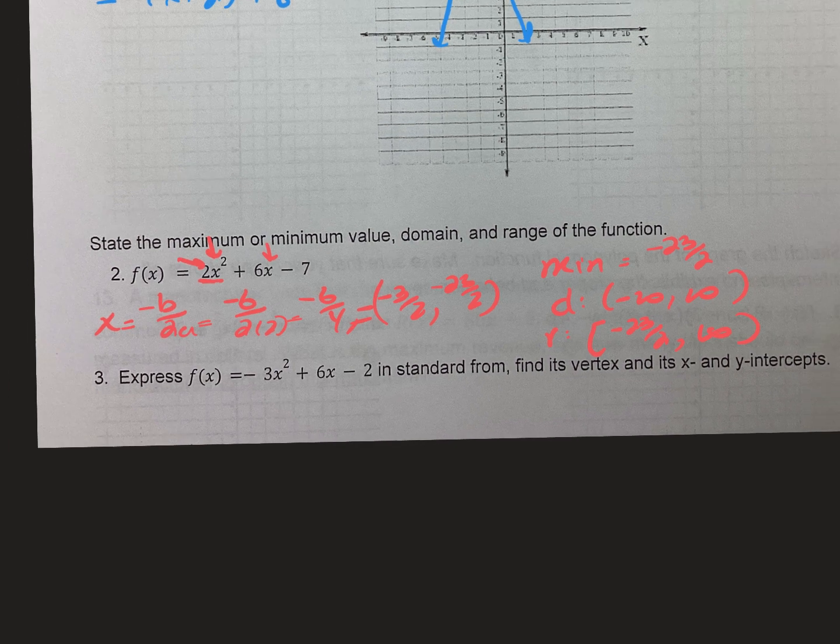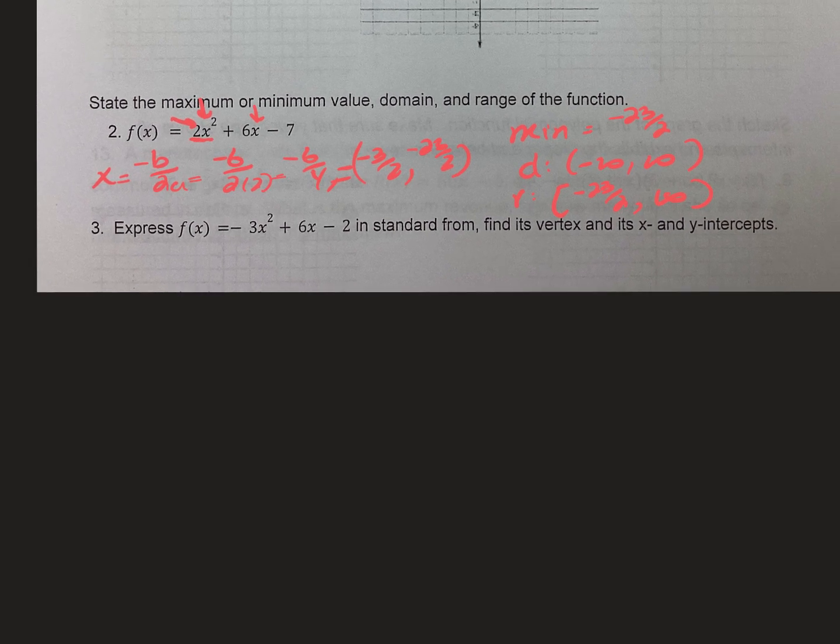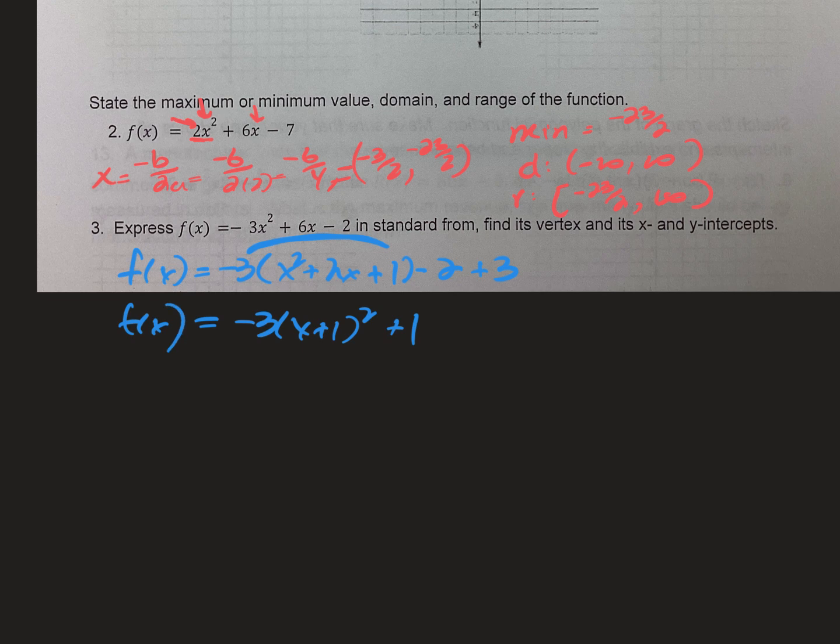All right, number 3, express it in standard form, find the vertex, find the intercepts. So standard form, just like we did number 1, you have to factor out the negative 3 out of the first 2. Like that. Complete the square, which means I'm going to put a plus 1 there and a plus 3 out here. Plus 3 because 1 times negative 3 is negative 3, so I had to add a positive 3. So I get negative 3, x plus 1 squared plus 1. That's standard form.